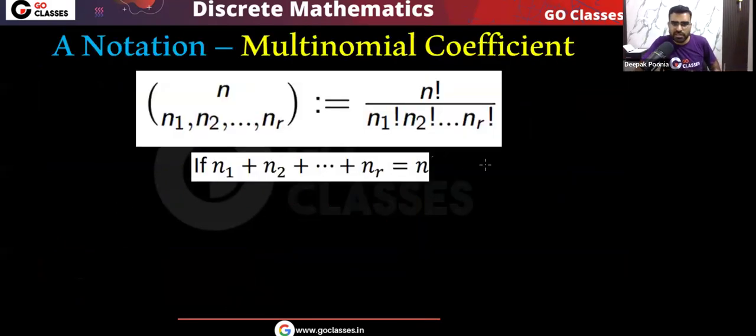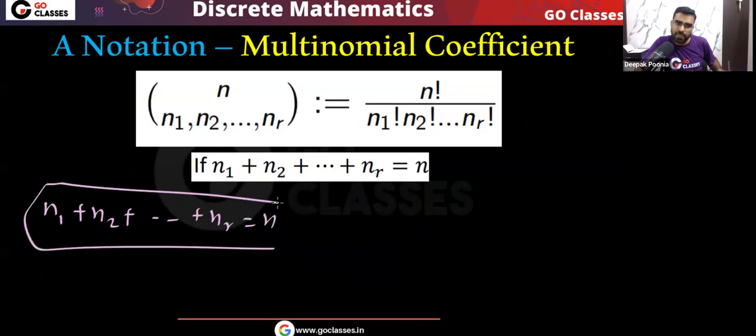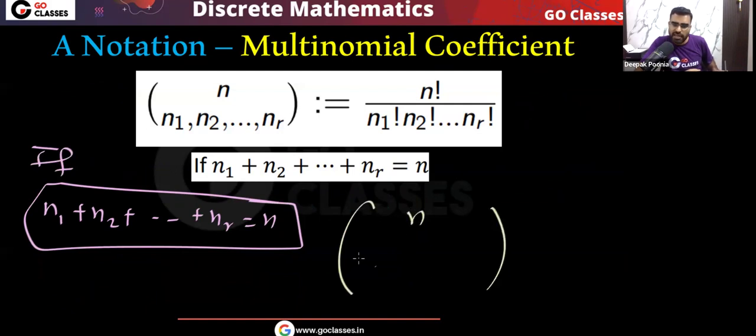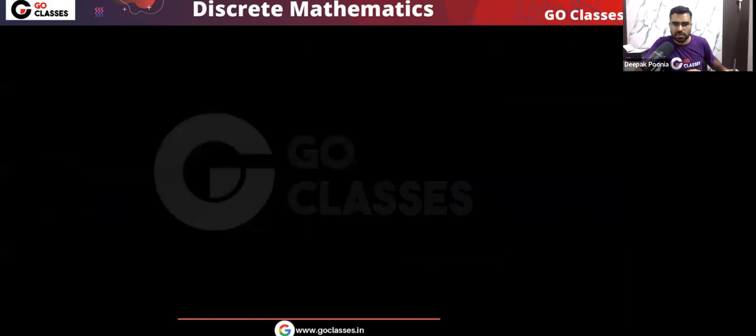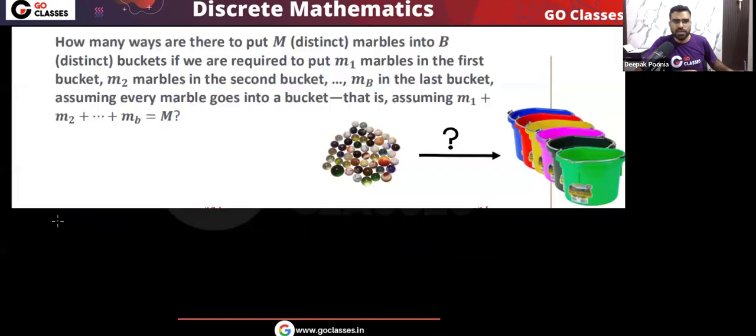So I hope you understood this notation. This is just a simple notation: if n1 plus n2 plus and so on up to nr is equal to n, then there is a notation n, and if you write n1 comma n2 comma nr, then this simply means n factorial divided by n1 factorial, n2 factorial, nr factorial. Okay, this is just a notation, nothing else. I hope you understood this notation. Let's solve this question.